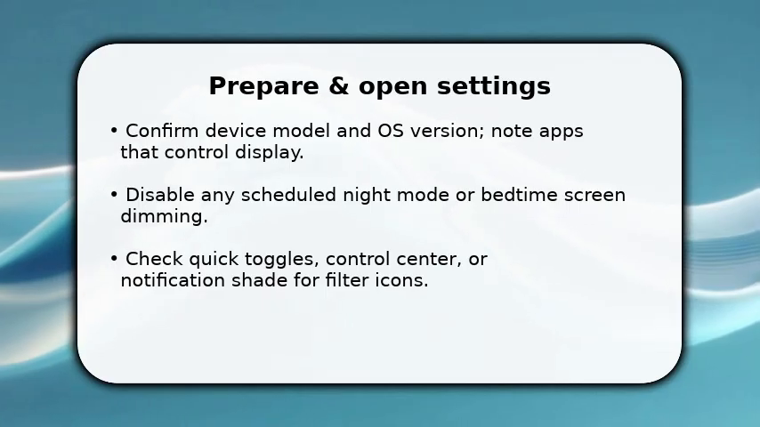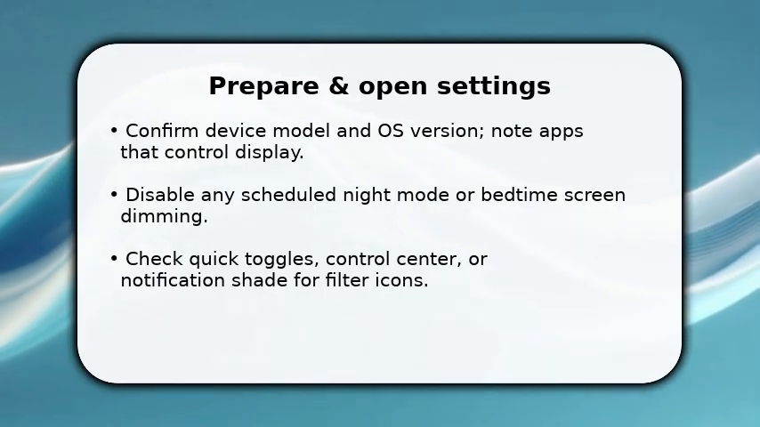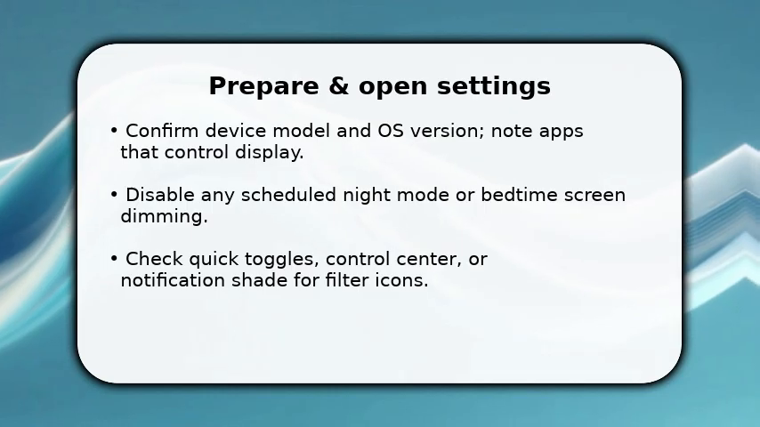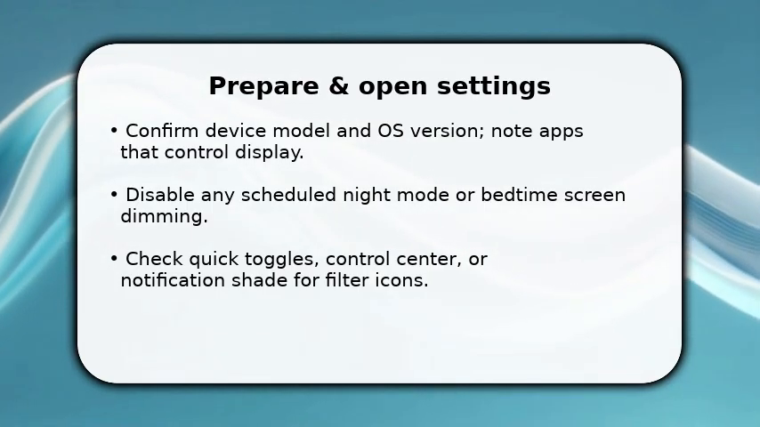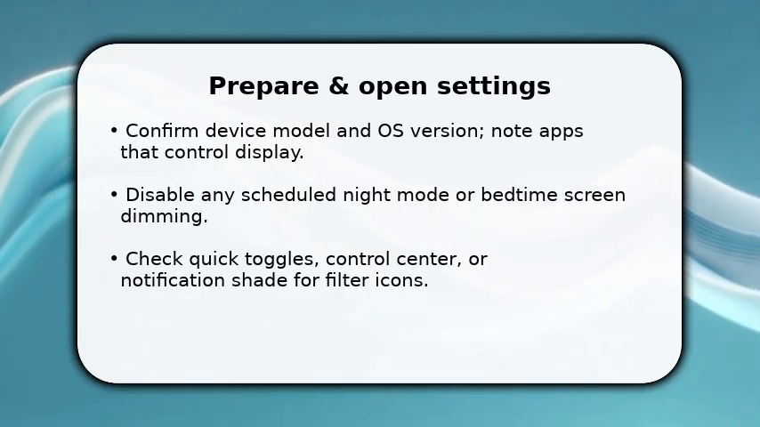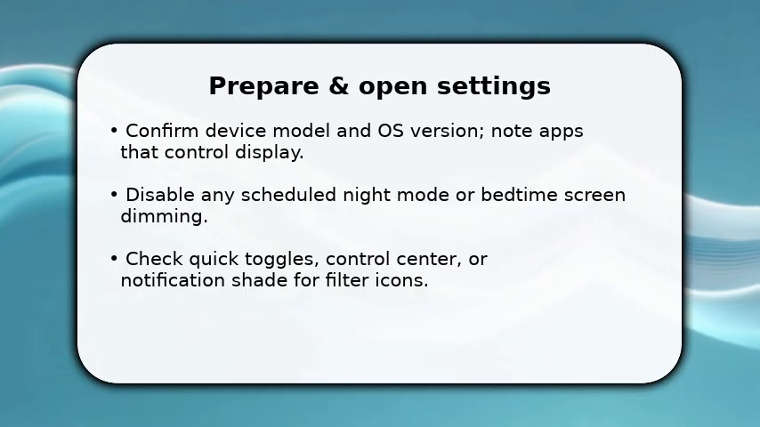You start by confirming your device model and where display controls live. This saves time. Unlock the phone or computer, then open Settings and Display immediately. Once there, locate Night Mode, Blue Light Filter, or Night Shift and turn it off. Make sure scheduled rules are disabled too.